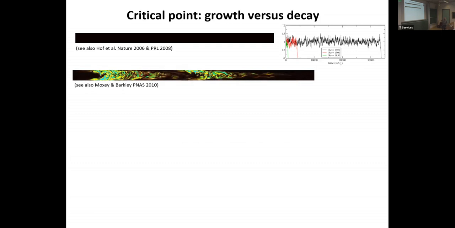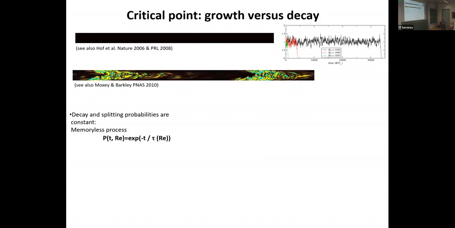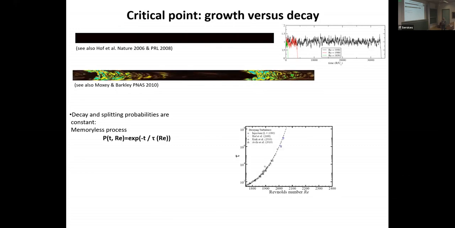And the message that we try to get across is that you can now balance these two processes, and it turns out that puff splitting is equally a memoryless process. So the probability for a puff to split is not dependent on the age of the puff. It's always constant regardless of the age of the puff. Okay, and then you can do this ansatz here for the decay as well as for the splitting.